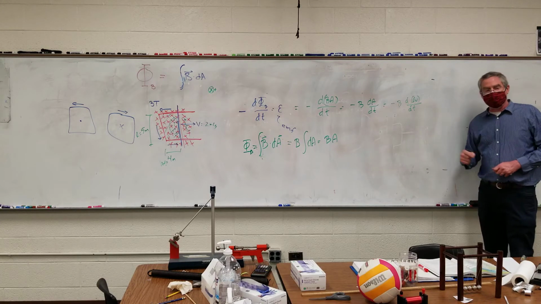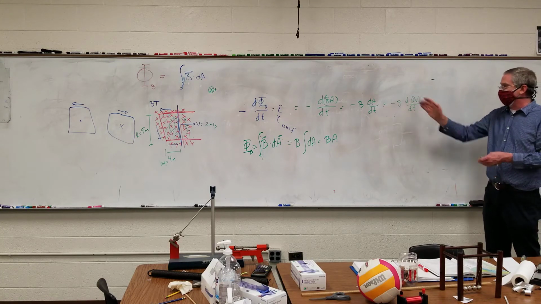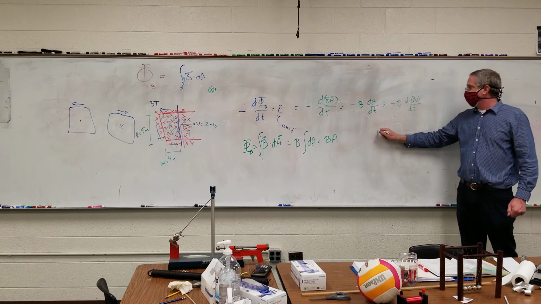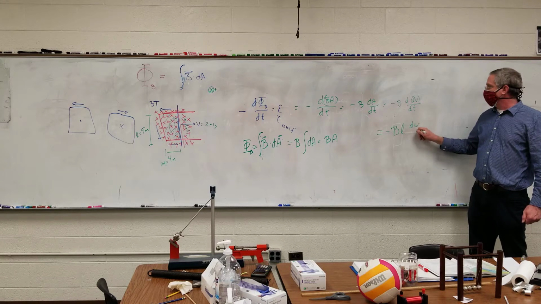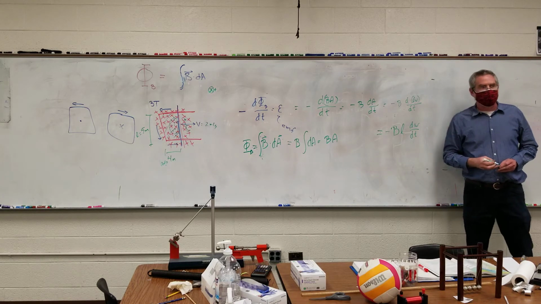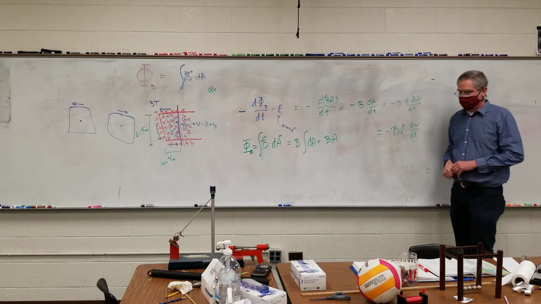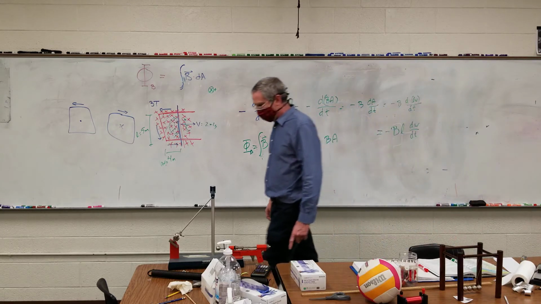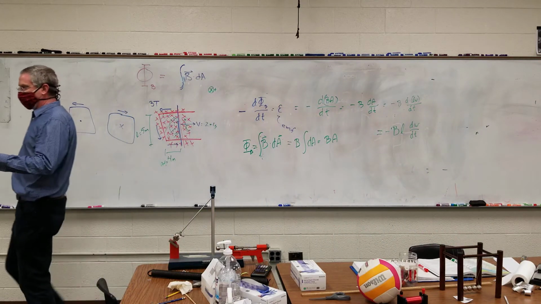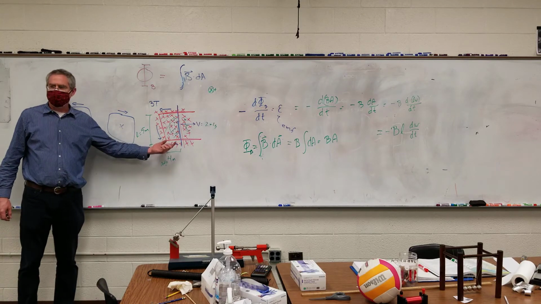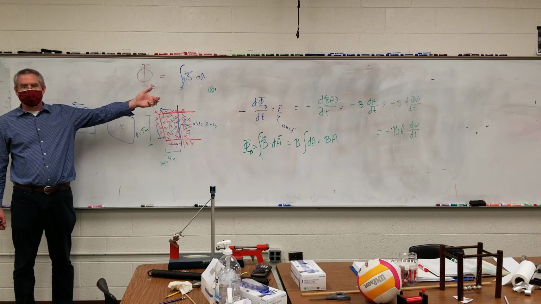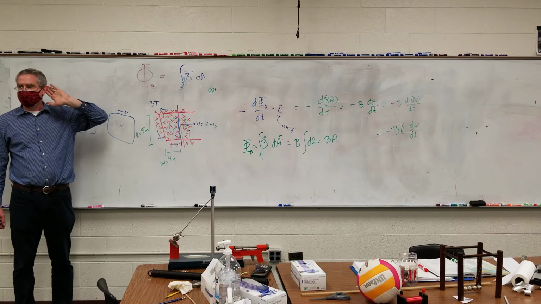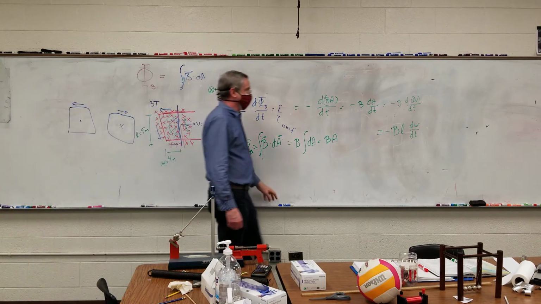So my length is constant in my particular drawing right there. The length comes out. So this becomes negative B L dW/dt. Just the change in width with respect to time. And what is dW? A width here. It's some distance from here to here. What is dW/dt? It's the velocity.